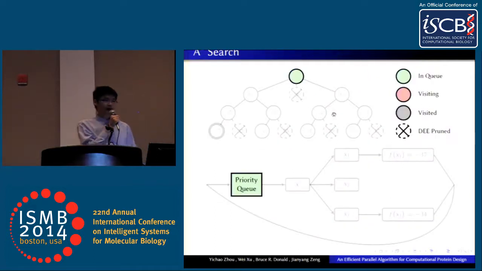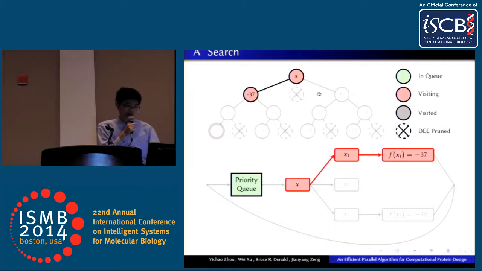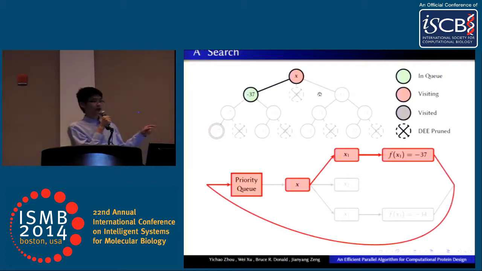Here is a simple demo of what the A-star search is. Initially, we put the root in a data structure called a priority queue. Then we extract a node from the priority queue. We expand its first child, and we need to calculate the energy heuristic for this node. Then we push the node with its energy heuristic back to the priority queue.